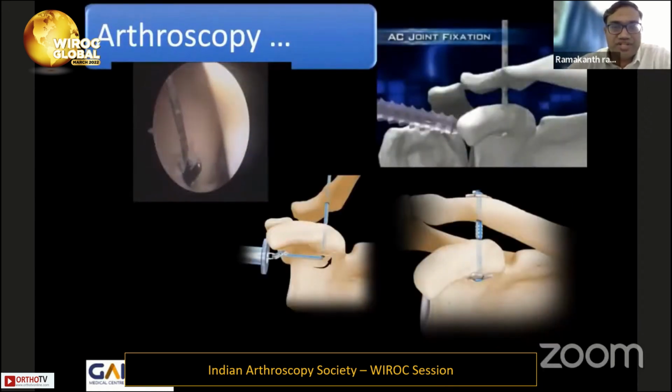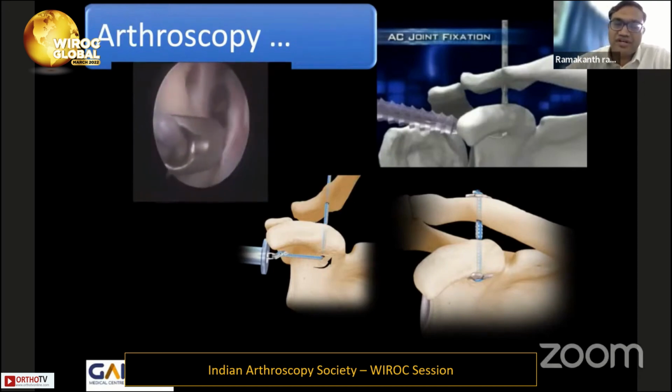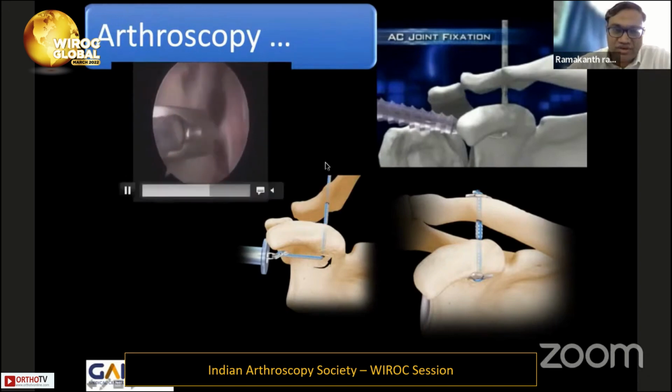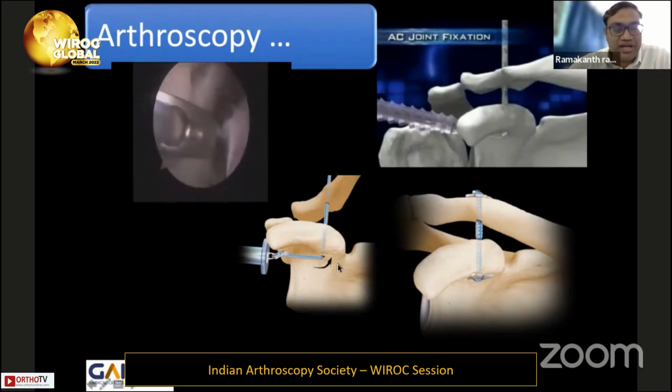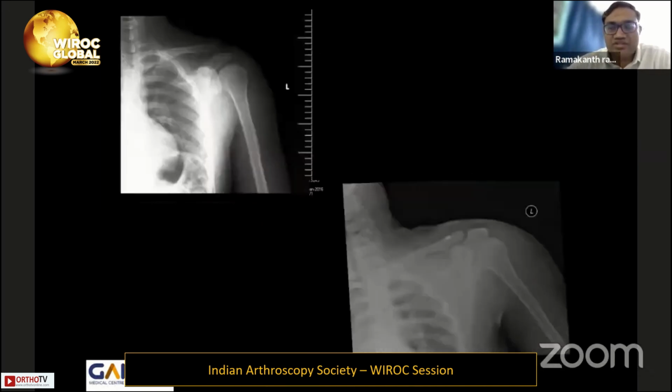So arthroscopic fixation is a good technique where the clavicle is reduced and then the drill is passed from the clavicle into the coracoid, and from the rotator interval, the sutures are shuttled and then fixed with a tightrope or a dog bone button on the superior surface of the clavicle and on the inferior surface of the coracoid. So this can be a handy procedure, especially in young patients where healing can happen.